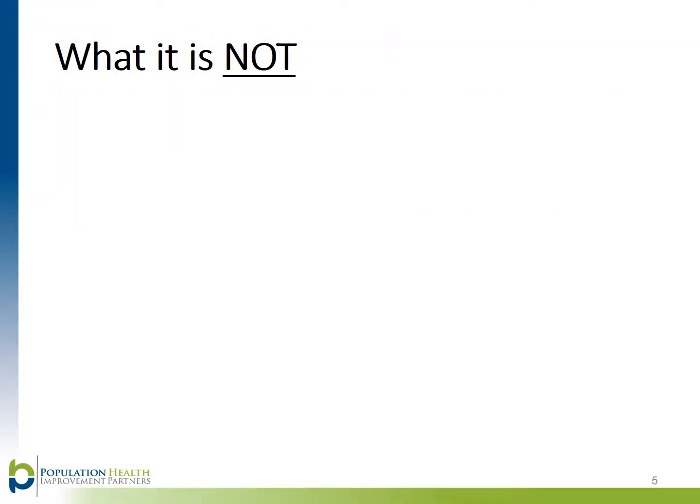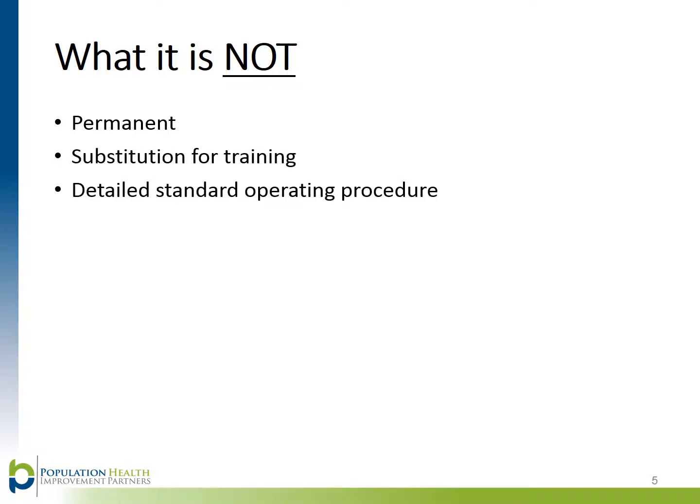Standard work is not permanent, a substitution for training, a detailed standard operating procedure, or meant to discourage creativity or individual style. Standard work is meant to be flexible. As the process improves, so does the standard work. It is to be used as a cheat sheet to help staff recall how to do the process. It can't, however, be a substitution for training. Everyone still needs to be properly trained in their job.